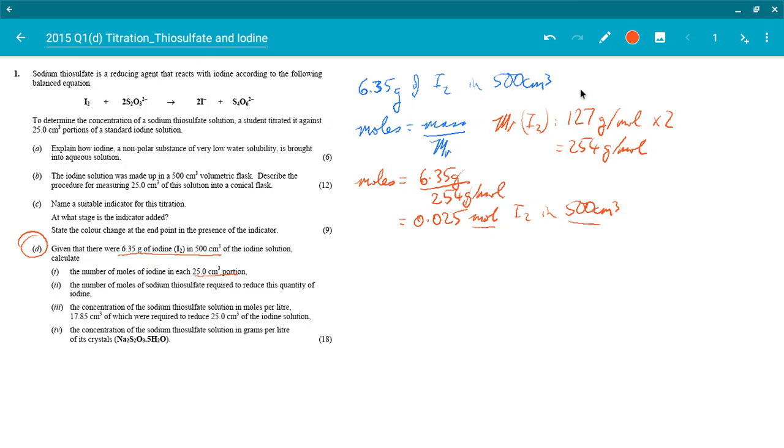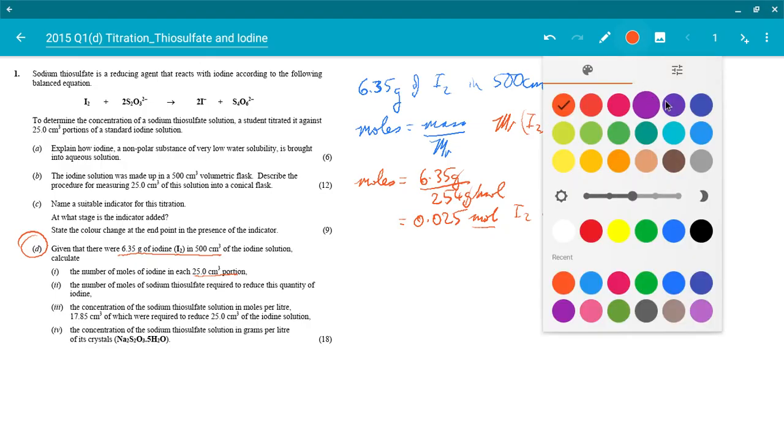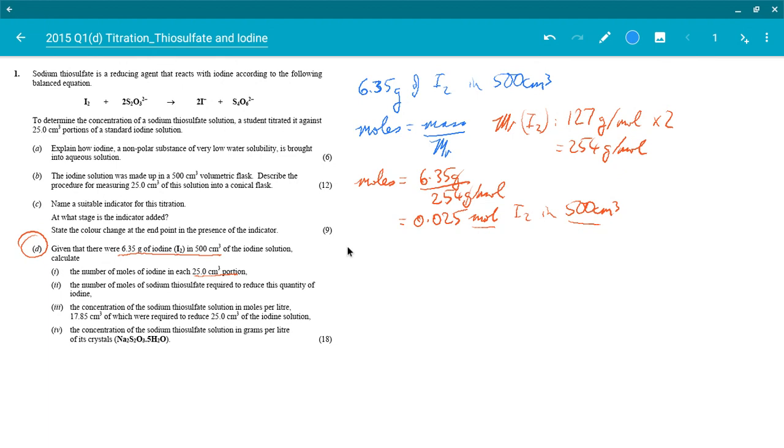So part 1, number of moles of iodine in 25 centimeters cubed. Okay, so we could see how many times 25 goes into that, and then divide it by that number, but I'm going to do it the way I usually do these things, which is write out the statement. I'm just going to reverse that statement there. 500 centimeters cubed contains 0.025 moles, and I'm going to work out the number of moles in 1 centimeter cubed.